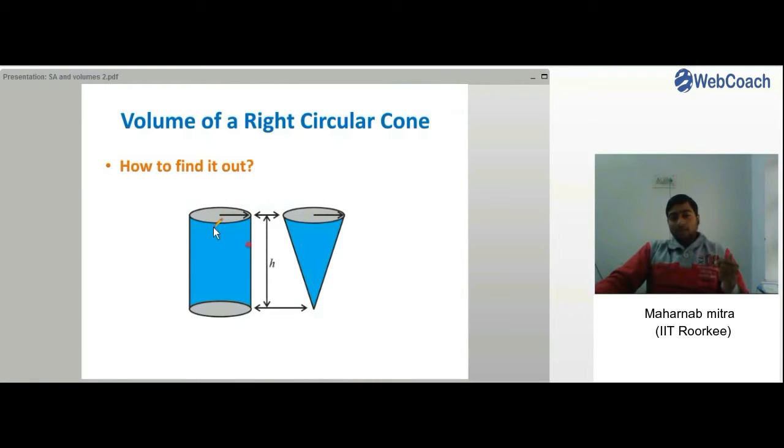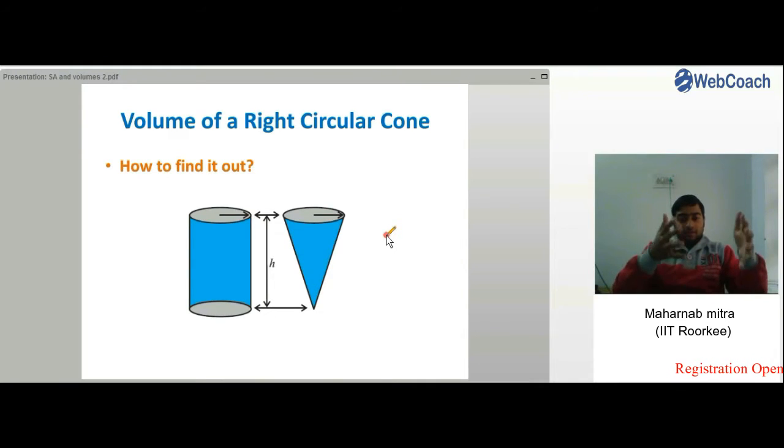If we look at the base, the cylinder and the cone look similar, right? At the base, both the cylinder and the cone look similar. So they must have certain similarities in their volumes, right? So let us use a cylinder to find out the volume of a cone.